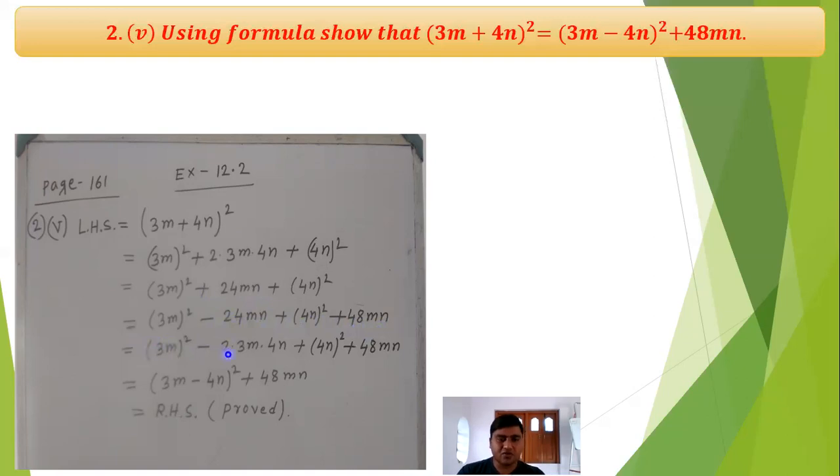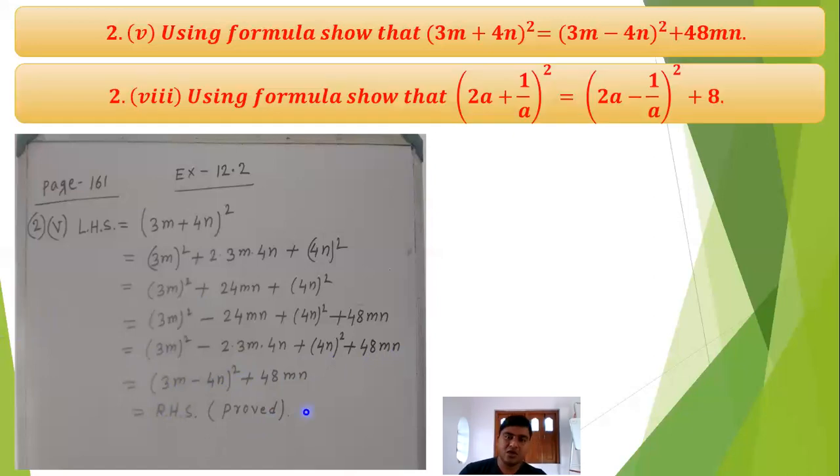This is equal to (3m) whole square minus 2 into 3m into 4n plus (4n) whole square plus 48mn. First three terms, we have a formula (a - b) whole square, so (3m - 4n) whole square plus 48mn. This is equal to right hand side. So this is equal to right hand side. So we go to the next problem.